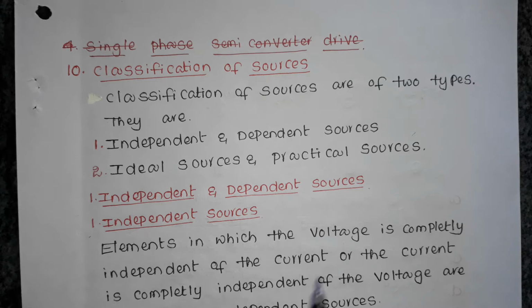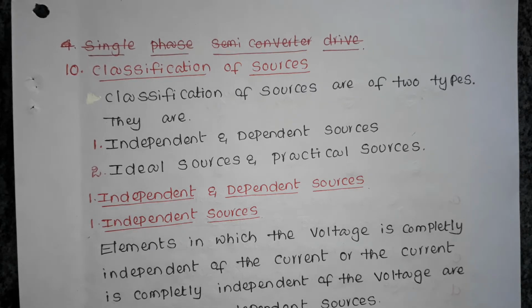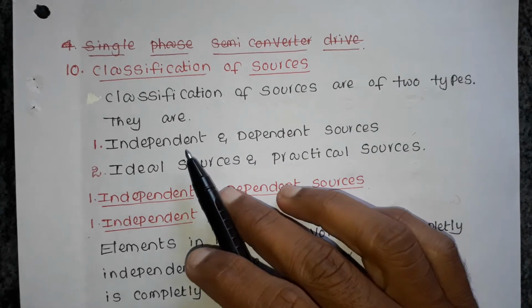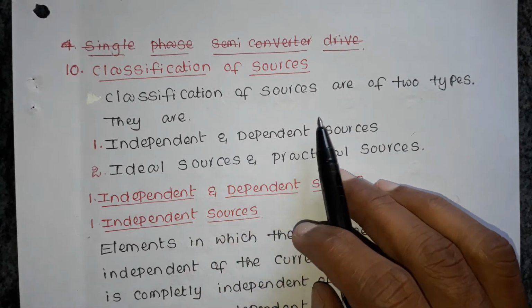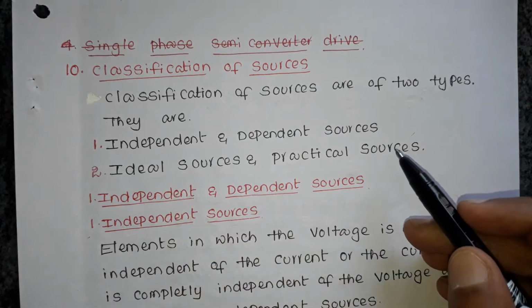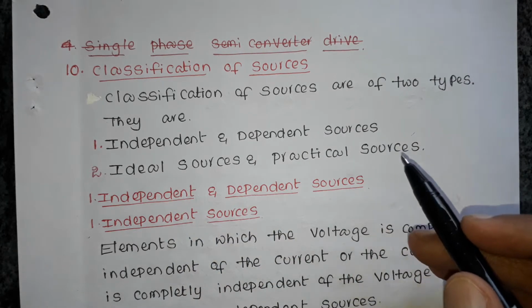Classification of sources. Sources are of two types. So the classification of sources is of two types: independent and dependent sources, and ideal sources and practical sources.